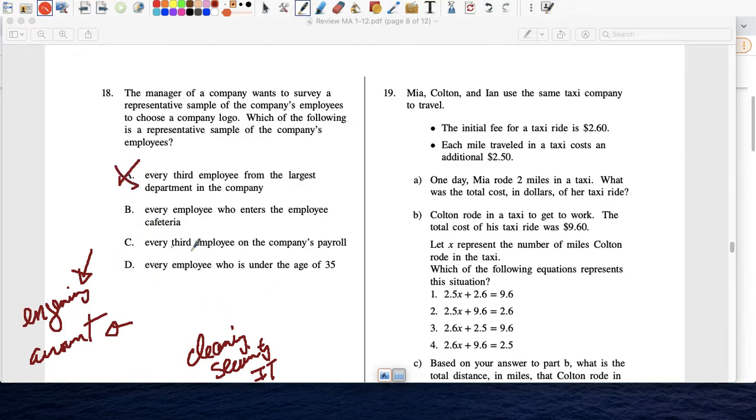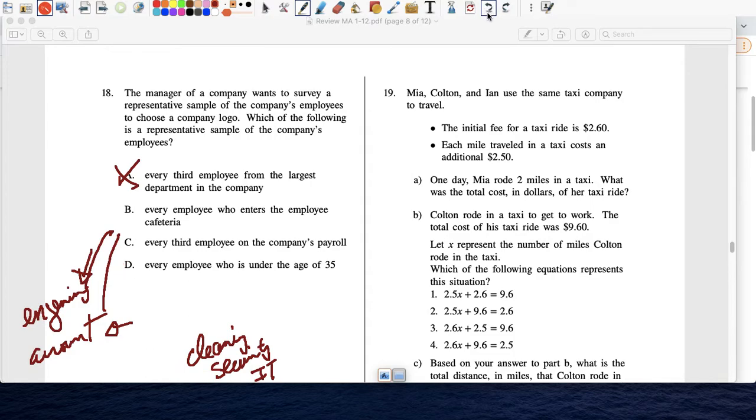Obviously not. Every employee who enters the employee cafeteria. You're going to survey every employee who enters the employee cafeteria? Do you think that's a fair sample? What about those people that don't eat at the cafeteria? How do you know people from the engineering department go there, and the accounting department, the cleaning department, the security department, and the IT department? Do they all go there? We don't know. So just to survey those people, I don't think would be the right way.